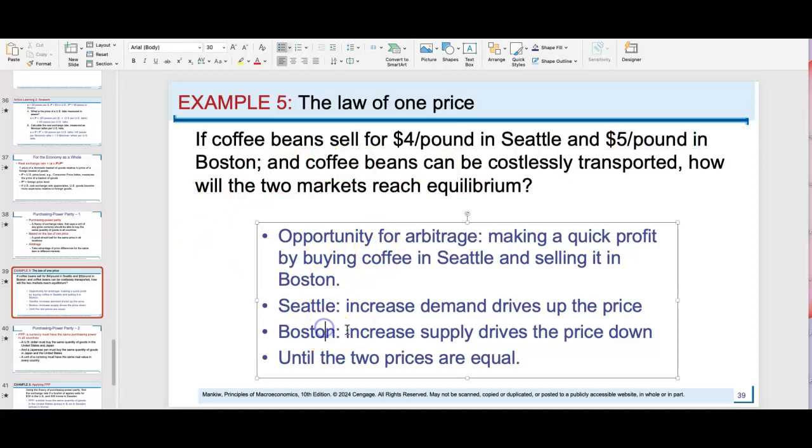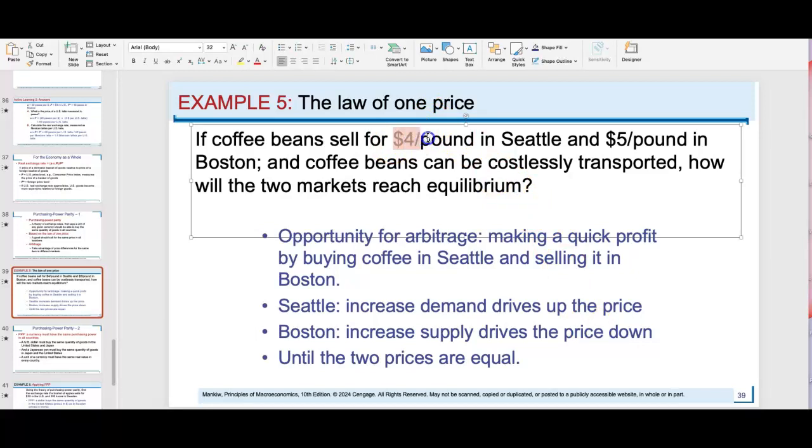At the same time in Boston, increasing the supply drives the price down. If you take a supply curve and shift it to the right, the price goes down, right? So the shift in demand in Seattle and the shift in supply in Boston will eventually bring an equilibrium, and the price of coffee between Seattle and Boston will settle somewhere between £4 and £5, but it will end up being the same price. This is what arbitrage means, and arbitrage supports the theory of purchasing power parity, right?